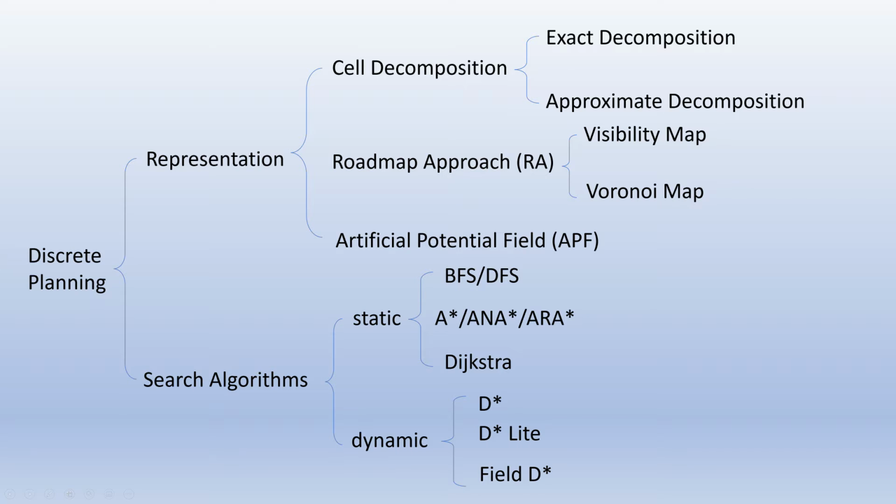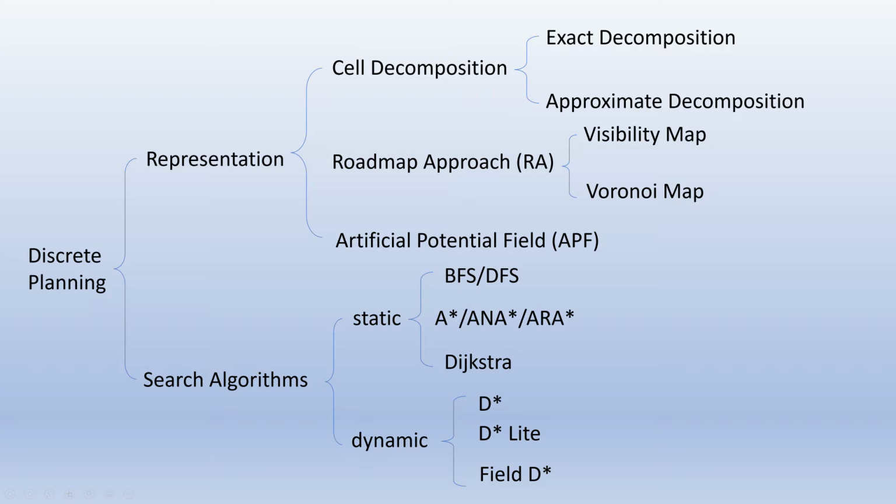This is the overall profile of the discrete planning algorithm. Actually, it includes two parts. The first one is the representation, and the second one is the search algorithms. As for the representation, it has three kinds of things, which are cell decomposition, roadmap approach, and artificial potential field, respectively.